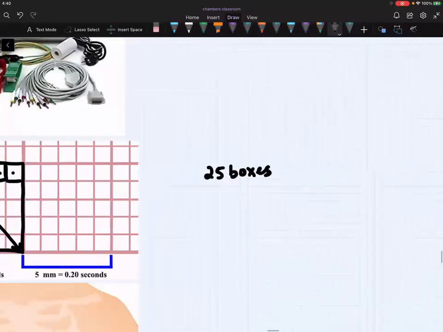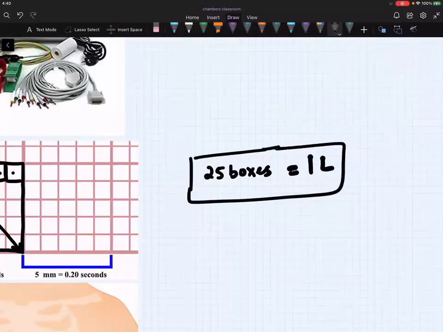So one large box has 25 small boxes. Clear?